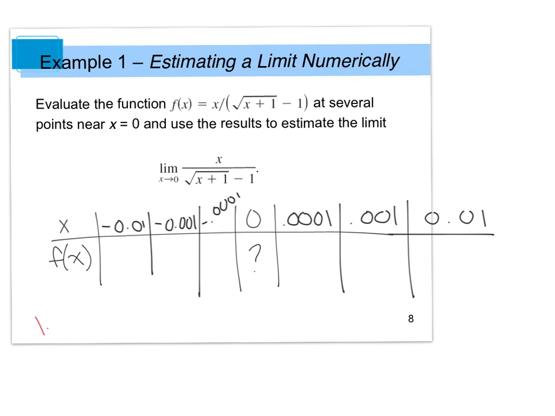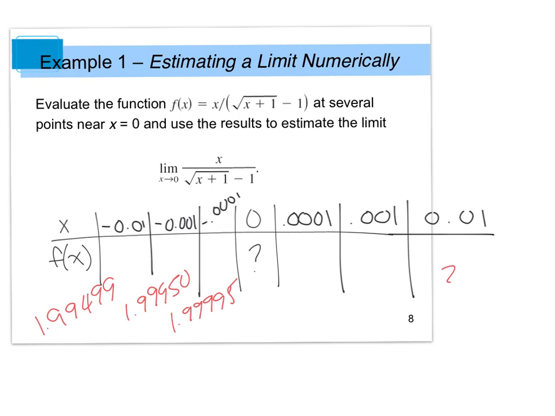Here we're going to get 1.99499. Here we're going to get 1.9950. Here we're getting 1.99995. So these values are clearly getting closer and closer to 2.